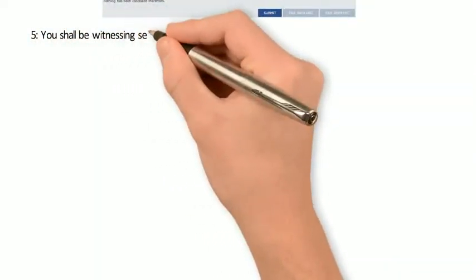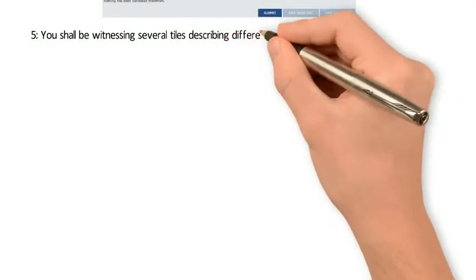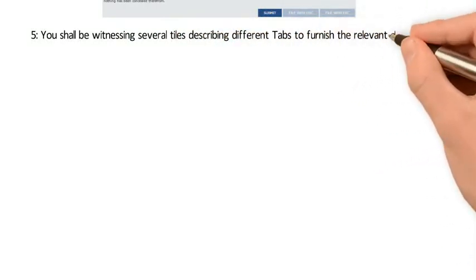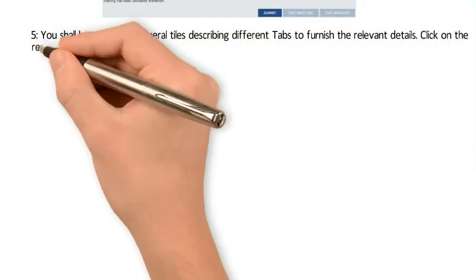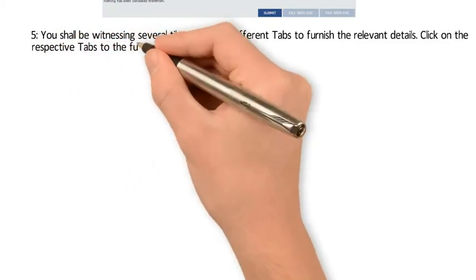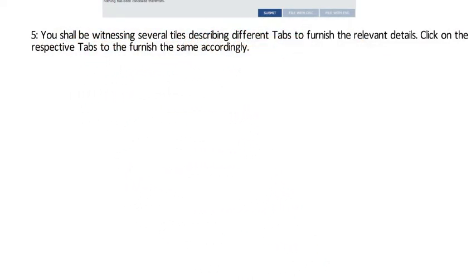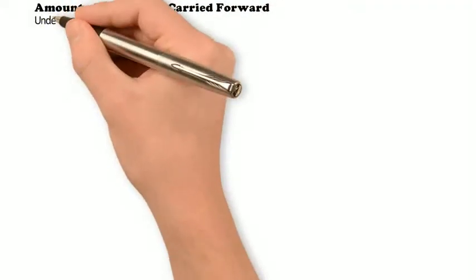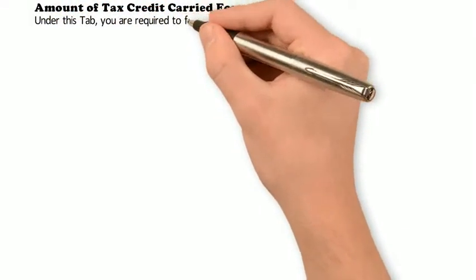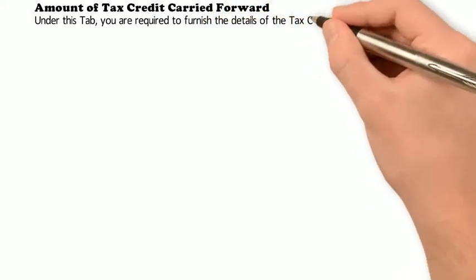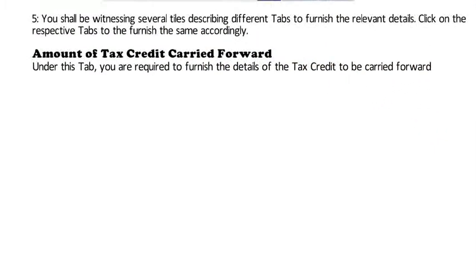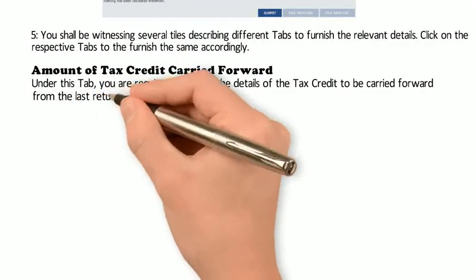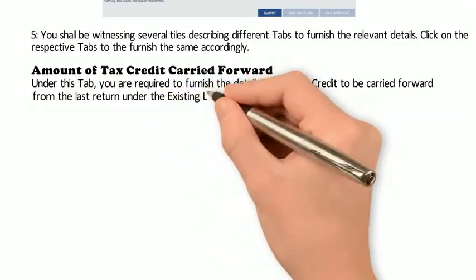5. You shall be witnessing several tiles describing different tabs to furnish the relevant details. Click on the respective tabs to furnish the same accordingly. Amount of tax credit carried forward. Under this tab, you are required to furnish the details of the tax credit to be carried forward from the last return under the existing laws to the GST regime.